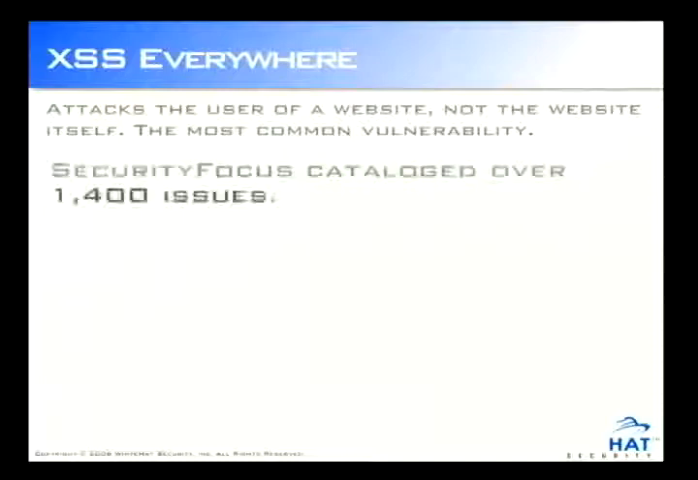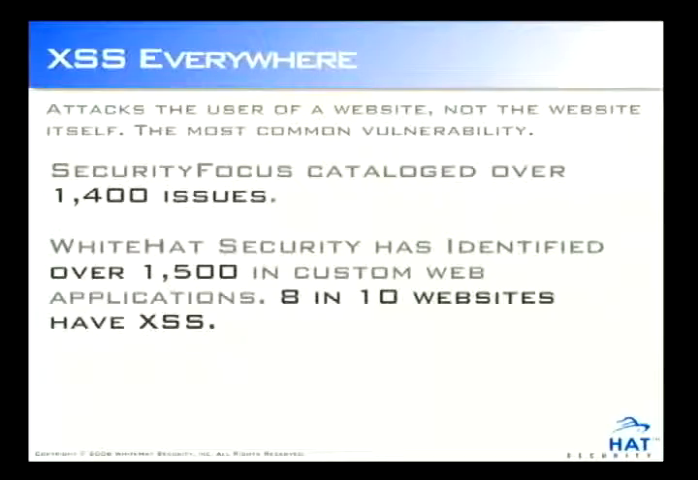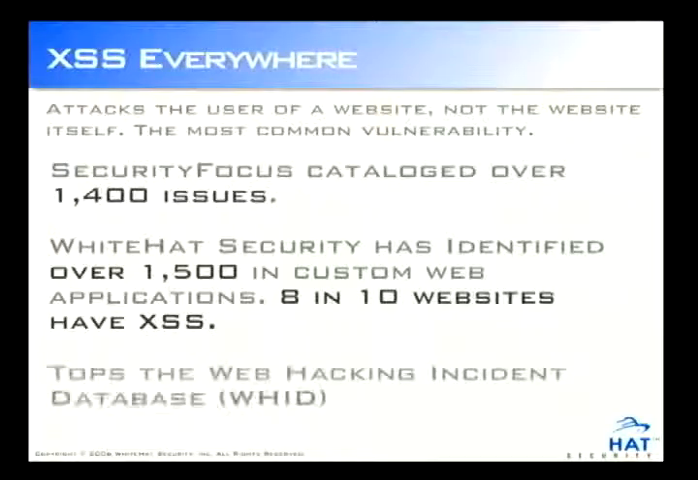So these vulnerabilities that Jeremiah is talking about in examples, they're widespread. First one, cross-site scripting. A lot of the talks today are going to be talking about this issue. As the data says, it tops the web hacking incident database. Security Focus found over 1,400 issues. BlackHat, we found over 1,500 issues. The statistics that we see are that 8 out of 10 customer websites have cross-site scripting issues. It's common, it's out there, we know it's out there.